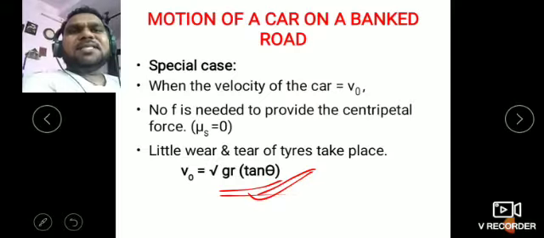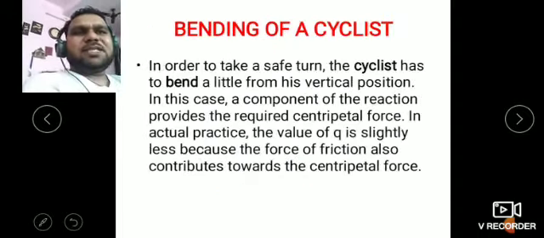F means friction force. We don't require friction to provide the necessary centripetal force. That means when a car moves with a speed less than or equal to under root g r tan theta, in that case very little wear and tear of the tires will take place. I hope you understand this.